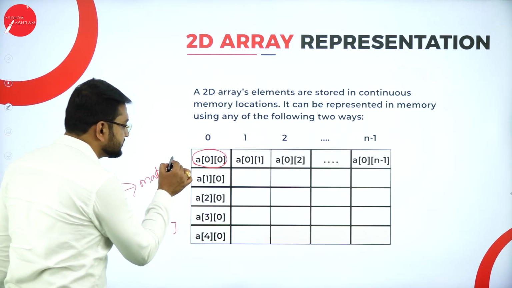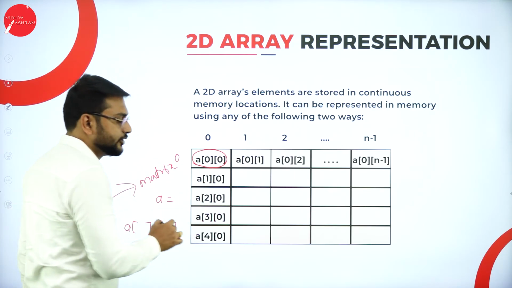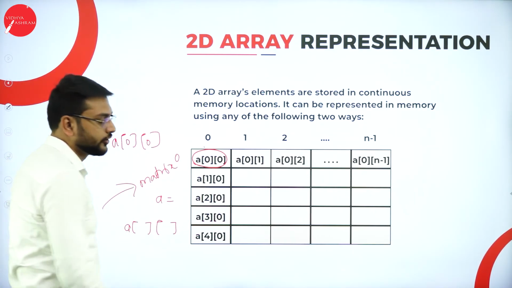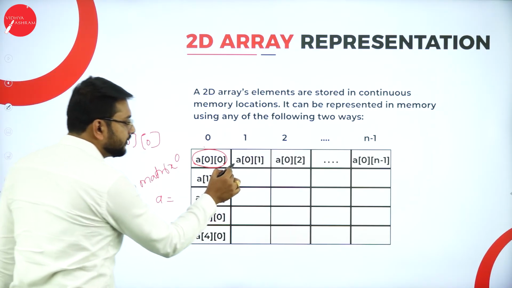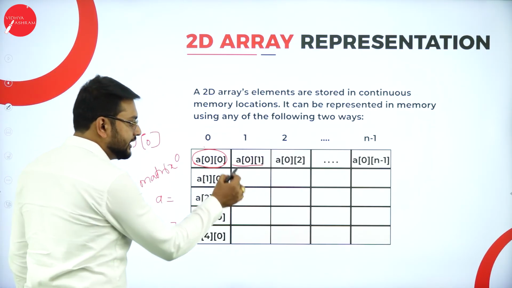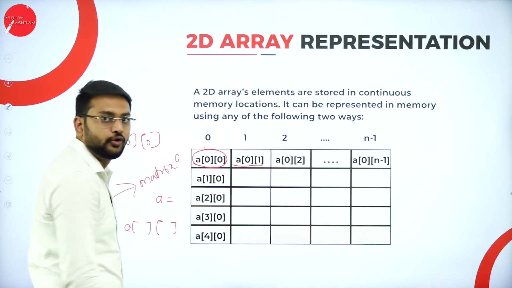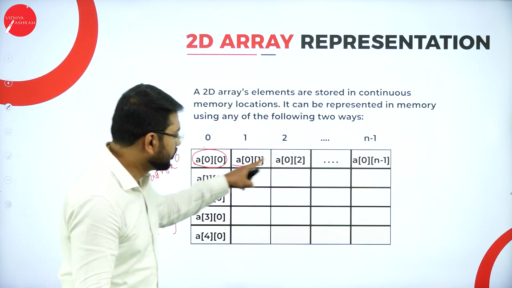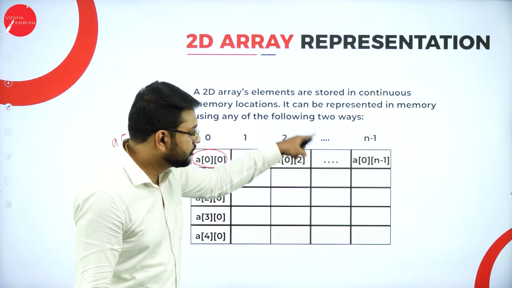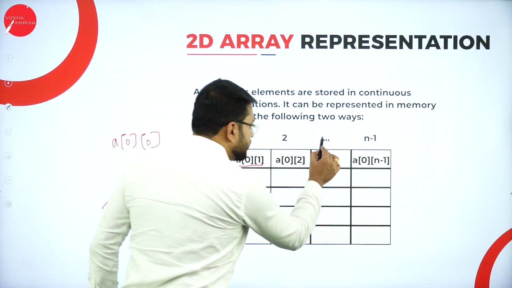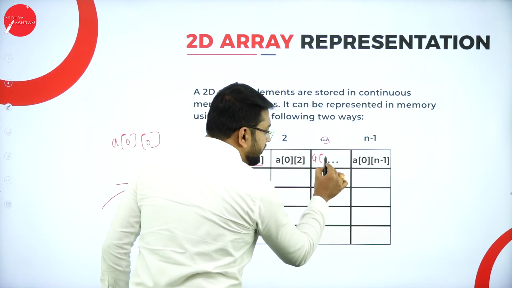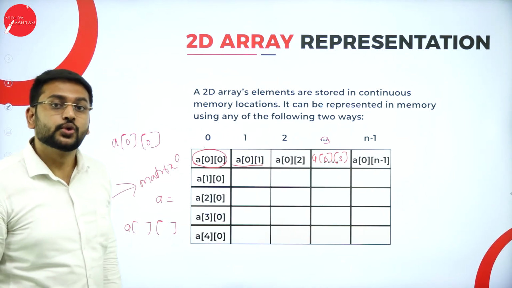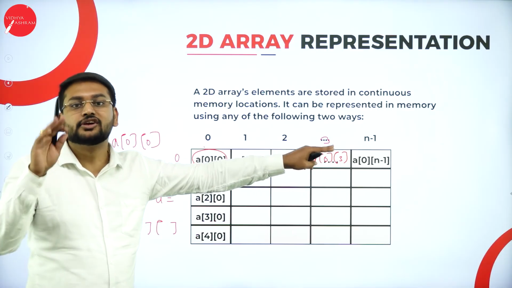Sir, how? Because this is 0 and this is 0. So A of 0 of 0 gives me this location. Can you tell me for this? Obviously A of 0, because 0th row, and column number 1. For this location, 0th row, column number 2. If it is 3, what would you have written? A of 0, column number 3. So this is how you will access the location in the two-dimensional array.